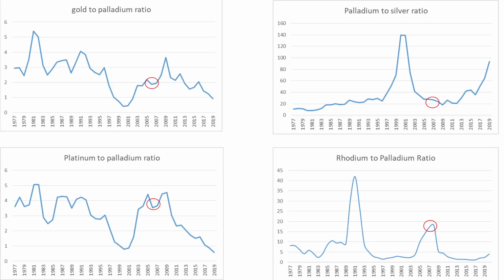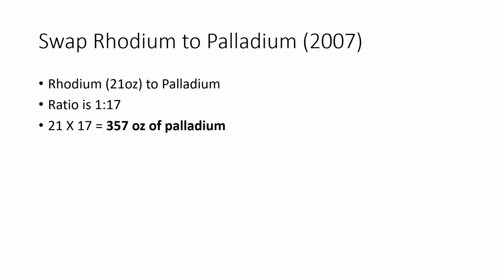So we swap our rhodium, our 21 ounces of rhodium, into palladium. The ratio is at 1 to 17. So 21 times 17 is 357 ounces of palladium. So now we own 357 ounces of palladium in 2007. So we're 7 years in. We had 2,000 ounces of silver in the beginning. Now we have 357 ounces of palladium.